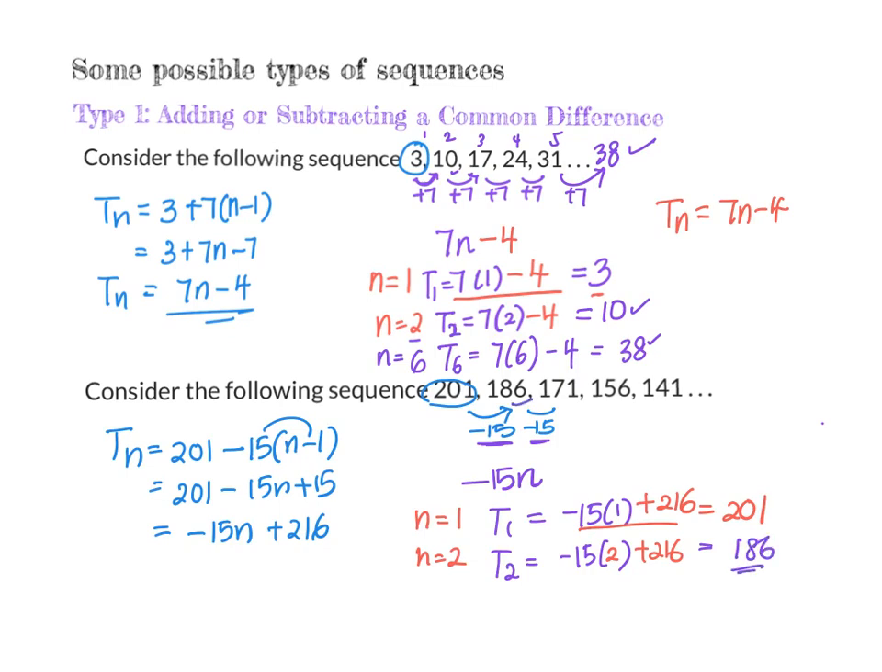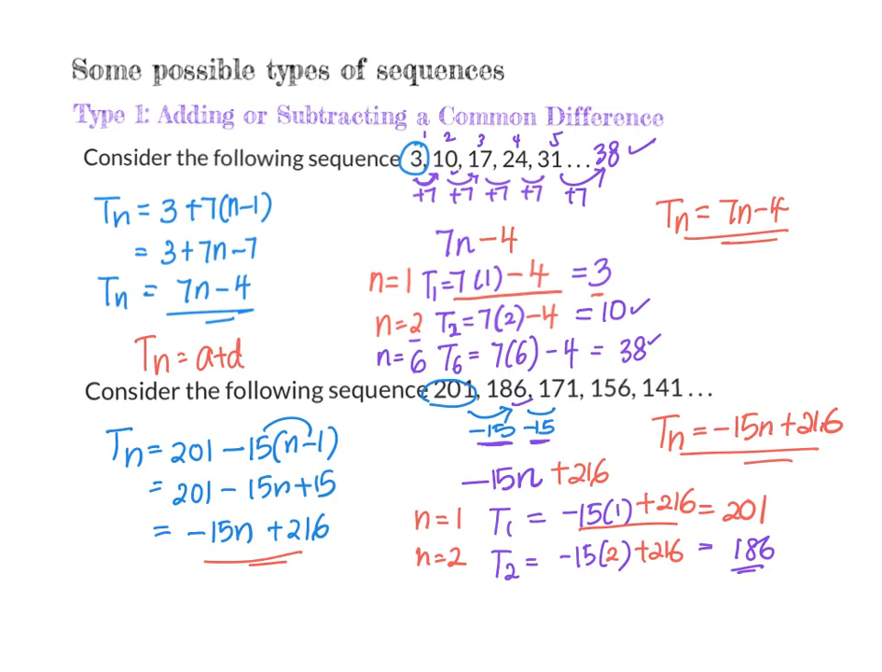So therefore, if I do by this method, Tn will be negative 15n plus 216. So Tn is equal to negative 15n plus 216. And the answers are the same as each other. So now you have method 1 by formula. Formula says Tn is a plus d times n minus 1.